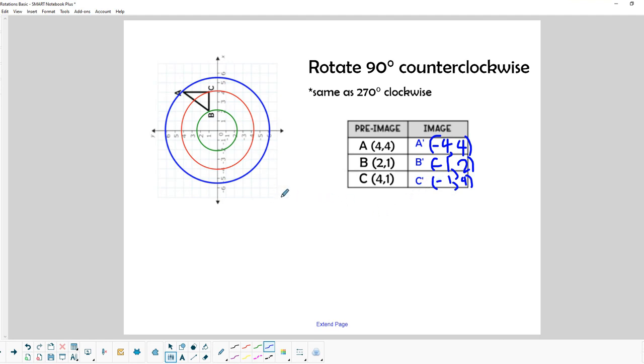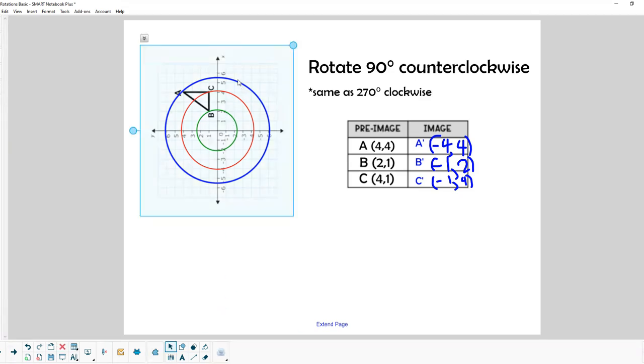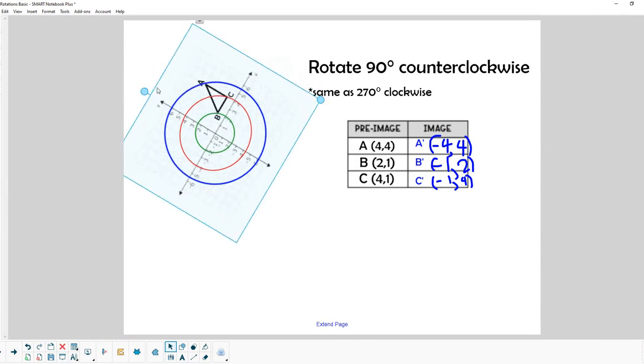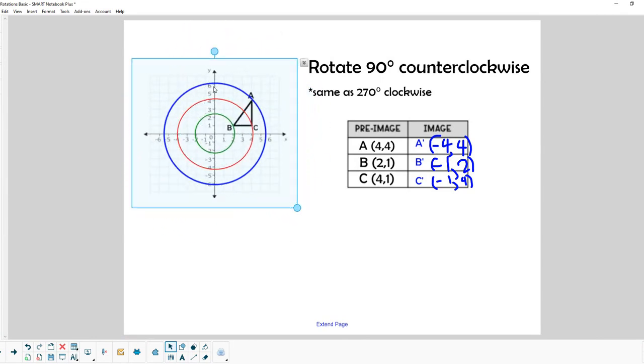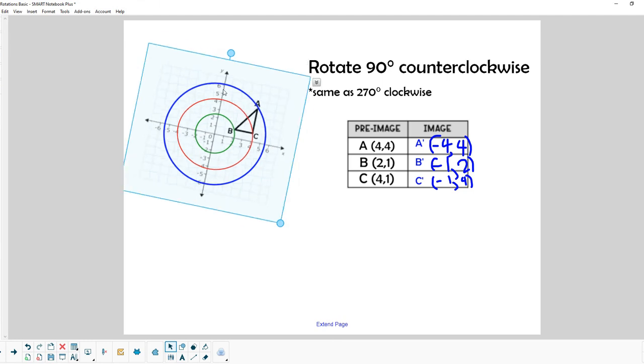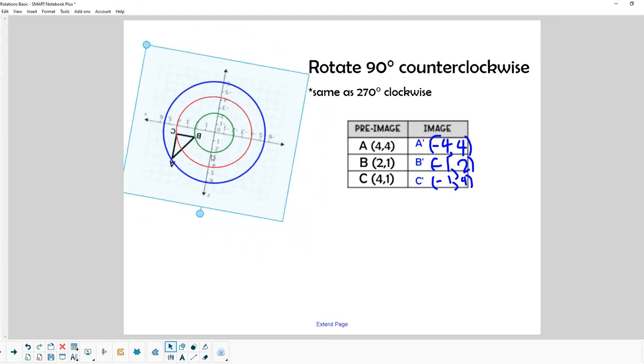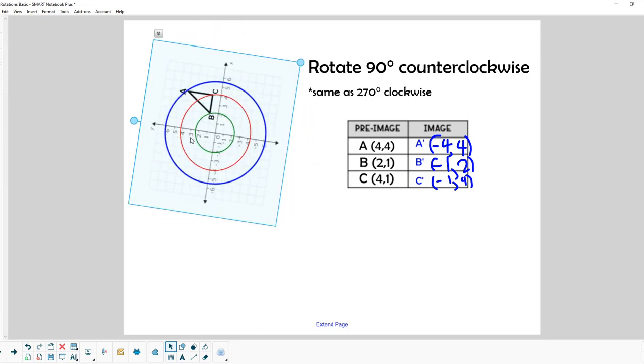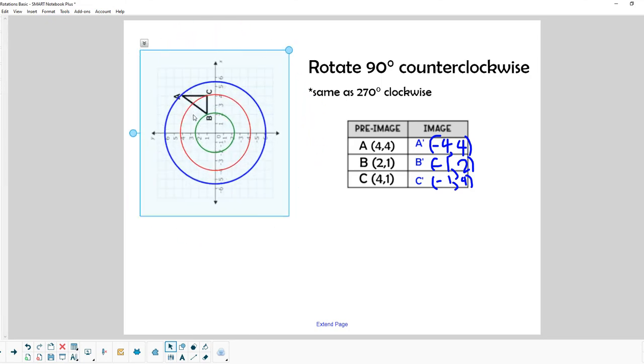Now, if you were to rotate this shape back to where it was, and then go clockwise, 90, 180, and 270, you'd notice it'll be right back where it was when we did a 90-degree counterclockwise rotation. So the numbers would be the same.